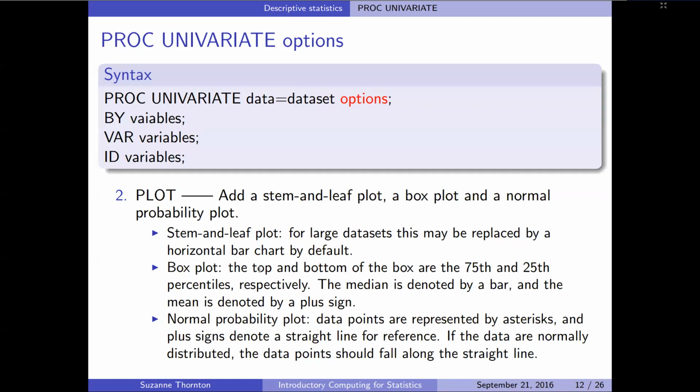For the box plot, the top and bottom of the box are the 75th and the 25th percentiles, respectively. The median is denoted by a bar, and the mean is denoted by a plus sign. The normal probability plot will include data points that are represented by asterisks, and the plus signs denote a straight line for reference. If the data are normally distributed, the data points should fall along the straight line. So here is some very basic knowledge you should have already learned in the previous courses.